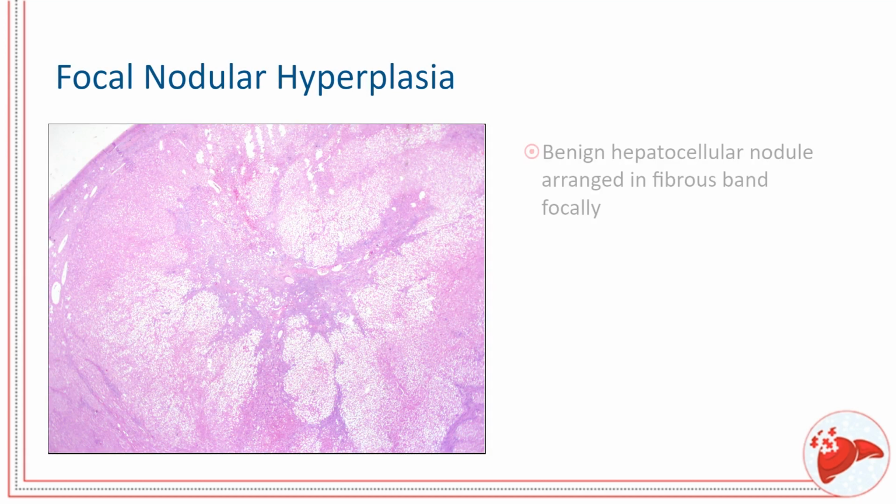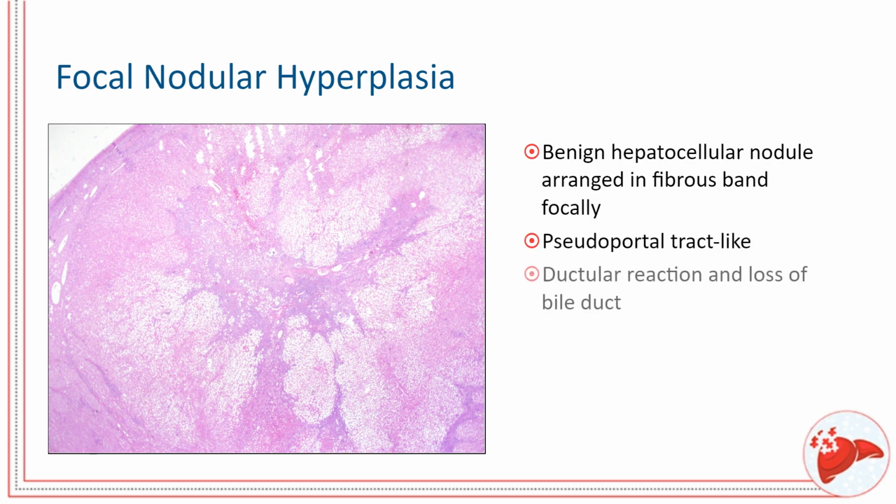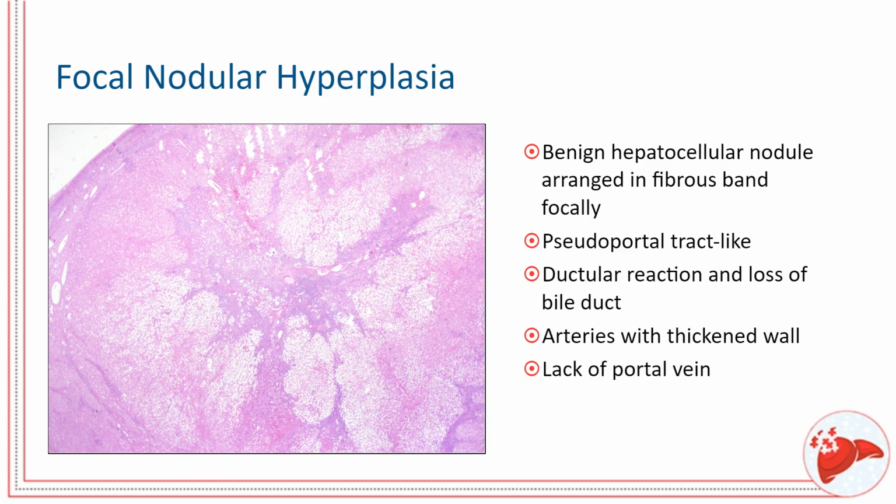Focal nodular hyperplasia is a benign hepatocellular lesion that is separated by cirrhotic-like bands, morphologically mimicking cirrhosis. However, this is a local event. It shows features of a so-called pseudo-portal tract-like pattern, which might contain ductular reaction with loss of interlobular bile duct. The arteries within the lesion show thickened wall vessels, and there is no normal component of portal vein.